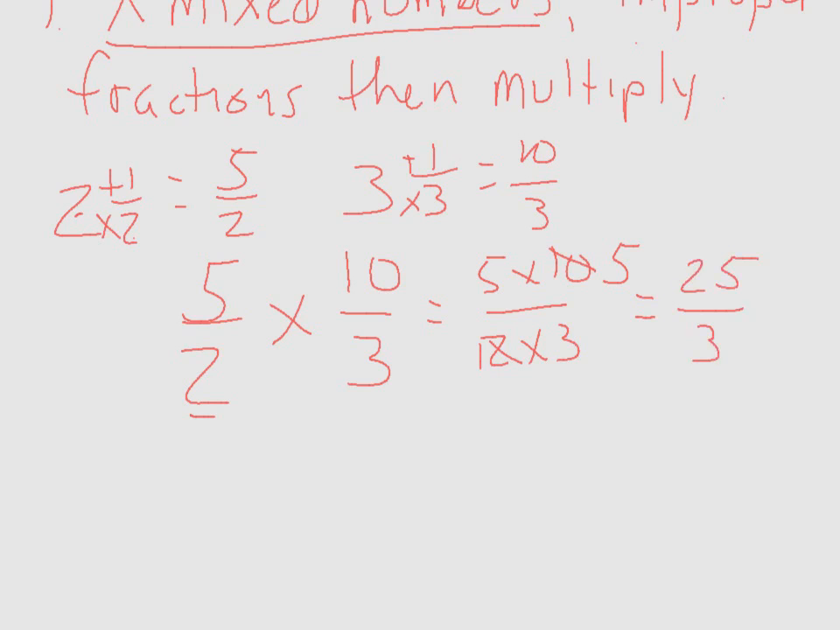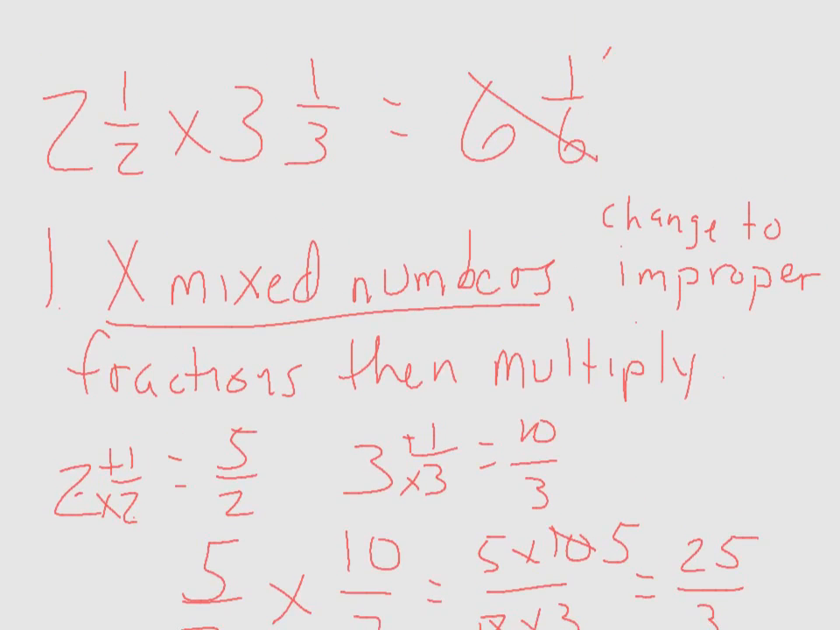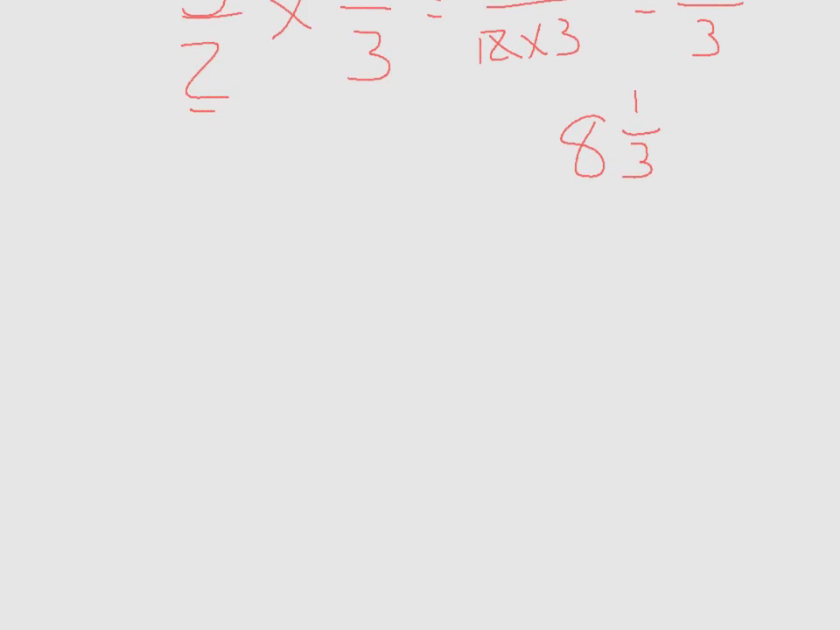Then I've got to convert it back to simplest terms. How many 3's are in 25? 8. How many are left over? 1. So 8 1/3 is the correct answer to 2 1/2 times 3 1/3. So it's not 6 1/6. Alright, I'll do one more with you, and then I'll give you a few to work on your own.